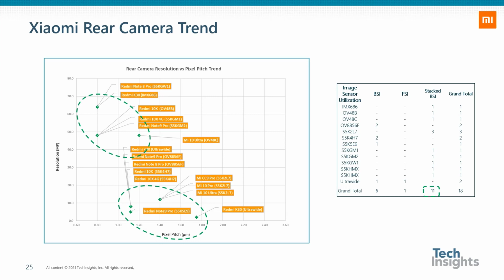Xiaomi's rear cam strategy is rather broad. While they also show 2 zones of utilization of sensors, it is still fairly broad. And here we also notice that Xiaomi sources from Sony, OmniVision, and Samsung as well. Of course, they have introduced the GW1 in their flagship phones, as well as the IMX686 as the 64 megapixel 0.8 micron sensors.